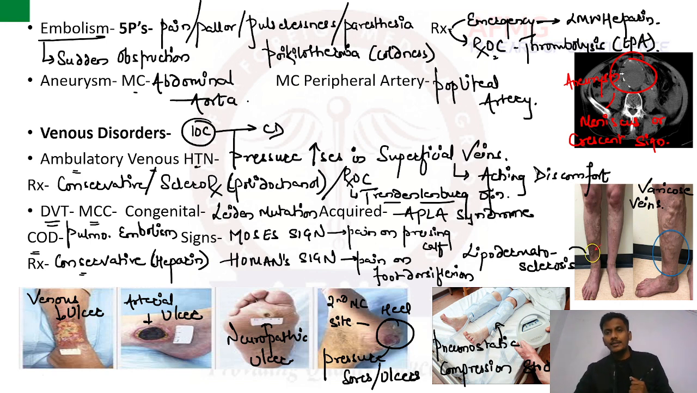If a patient presents to us in emergency, our primary aim is to restore the blood supply and prevent the extension of thrombus. To prevent the extension of thrombus, if they ask the first step, we should give a low molecular weight heparin. But the treatment of choice in embolism would be thrombolysis.